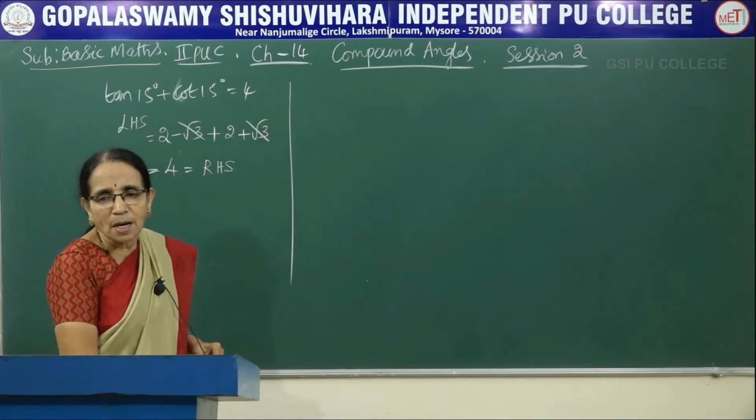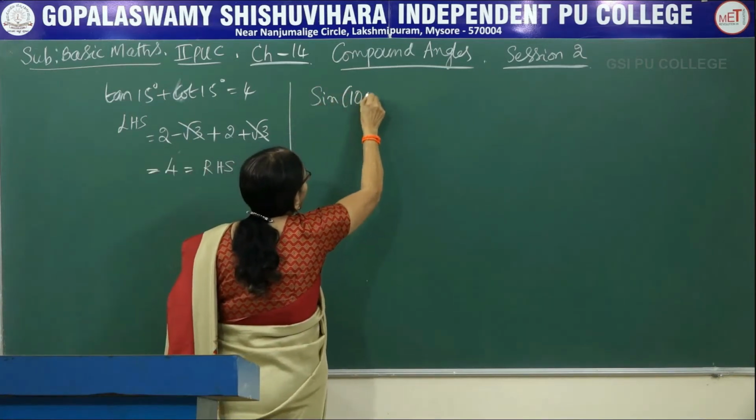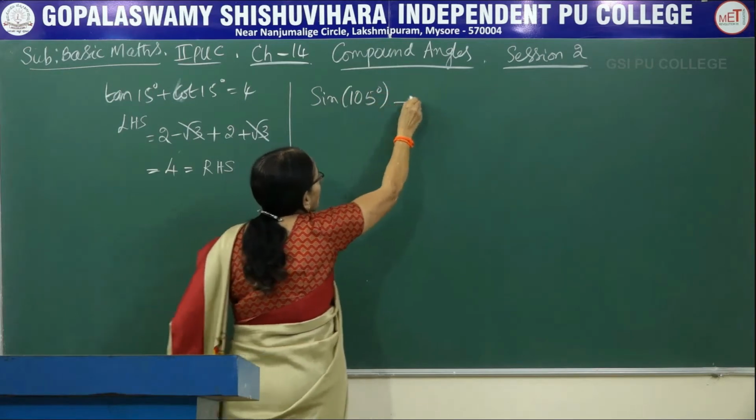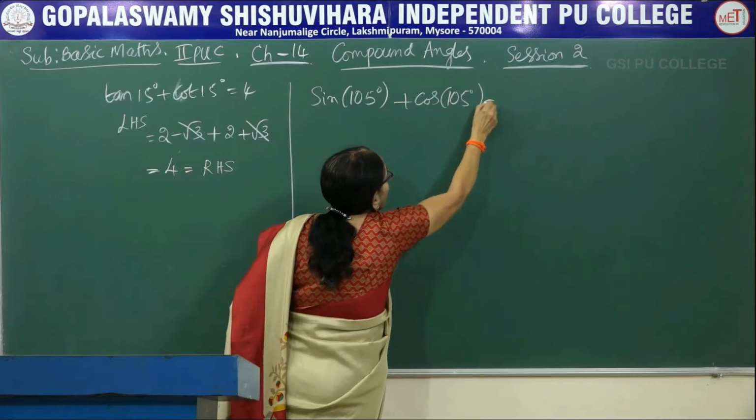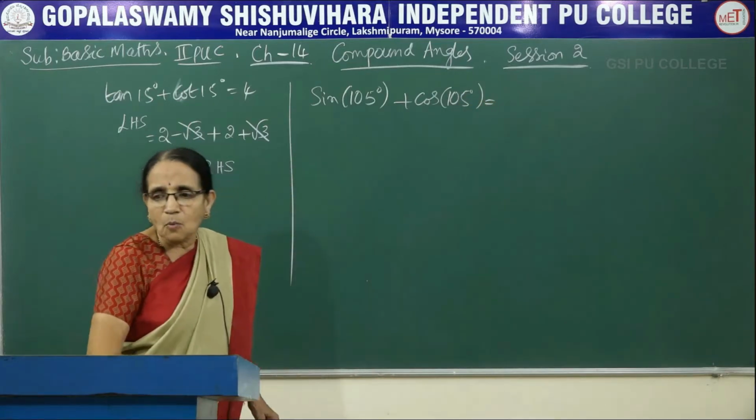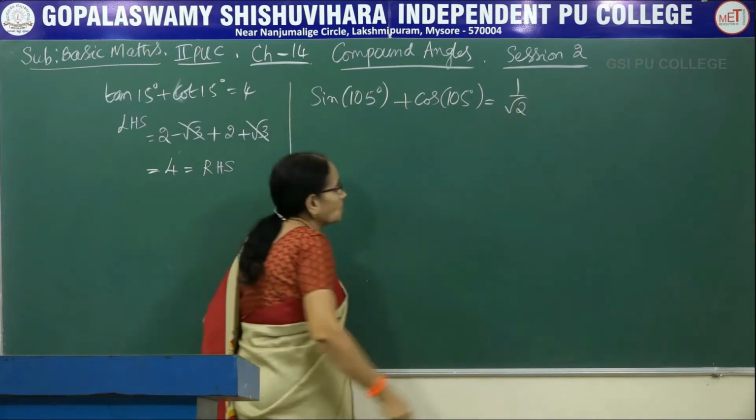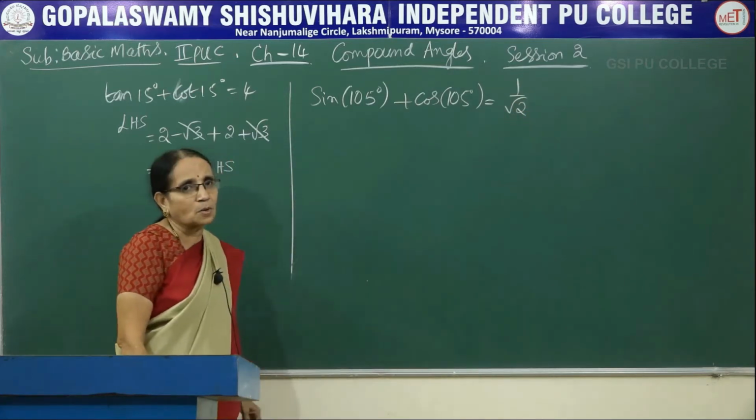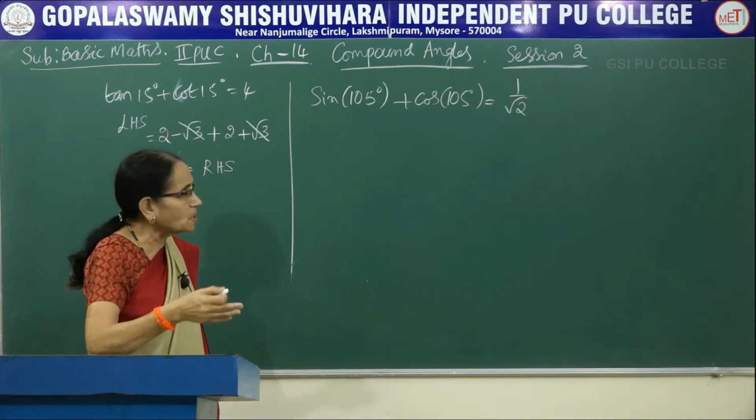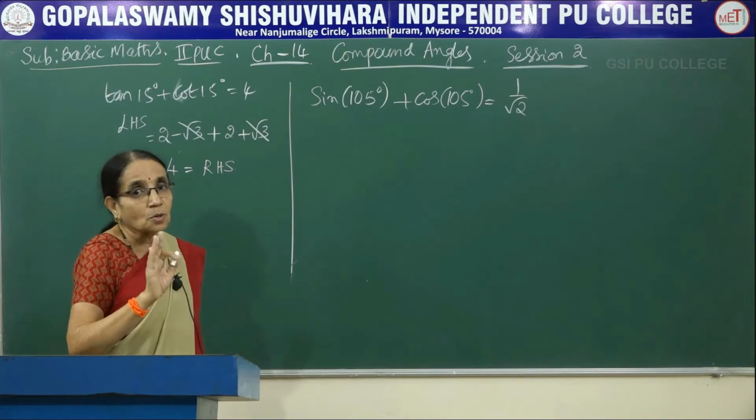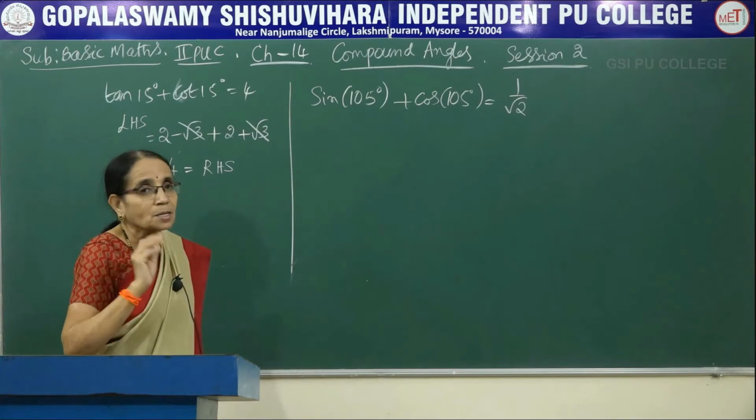Now here again we are going to prove that sin of 105 degrees plus cos of 105 degrees should be equal to 1 by square root of 2. Usually it is a 2-mark question. A 2-mark question means you have to solve the problem within 2 or 3 steps. Don't take more steps. It will take more time, and it will be difficult for you to manage the time.